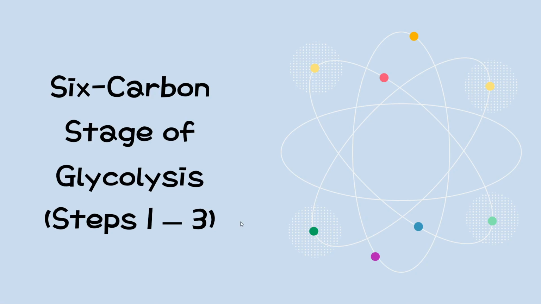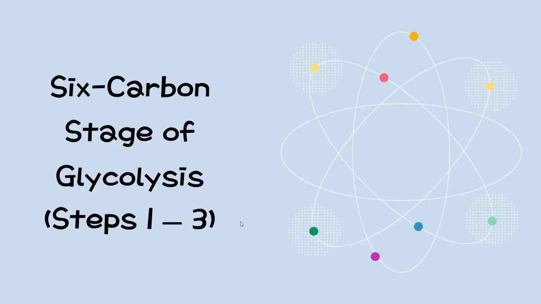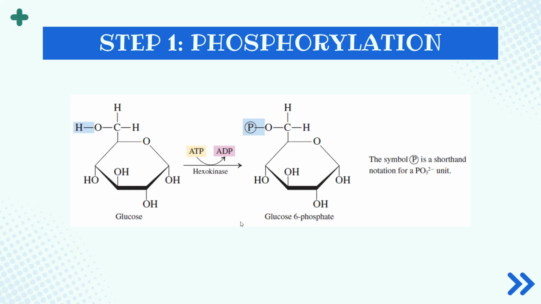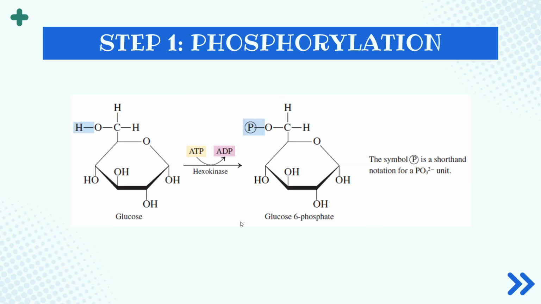So, glycolysis is actually divided into 2 stages. Steps 1 to 3 is a 6-carbon stage, while steps 4 to 10 is a 3-carbon stage. So why is it called a 6-carbon stage or a 3-carbon stage? Looking at the different steps here, as you can see, skim lang, diba? It involves 6-carbon substances. So that is why it is a 6-carbon stage.